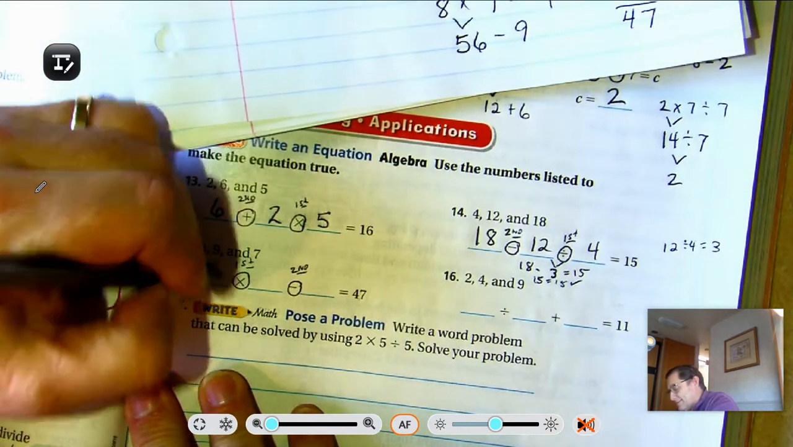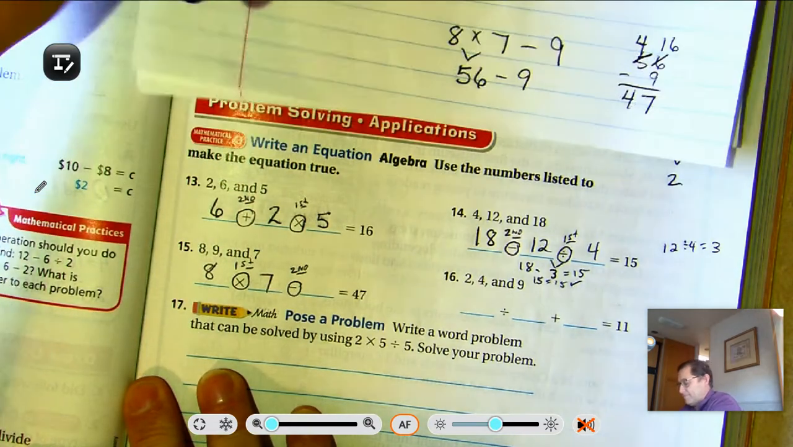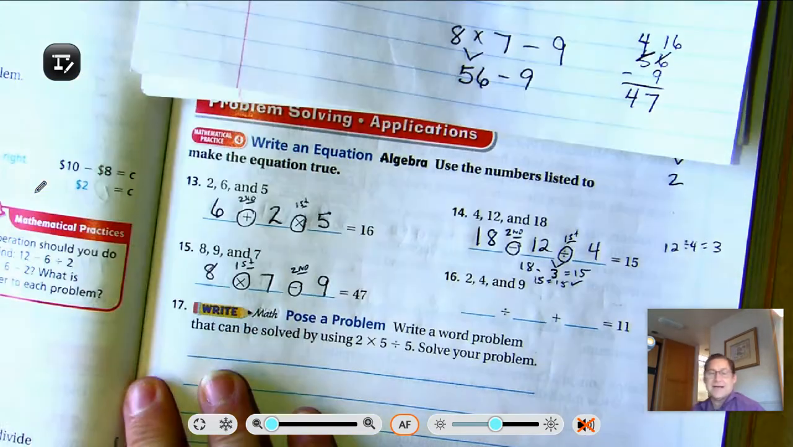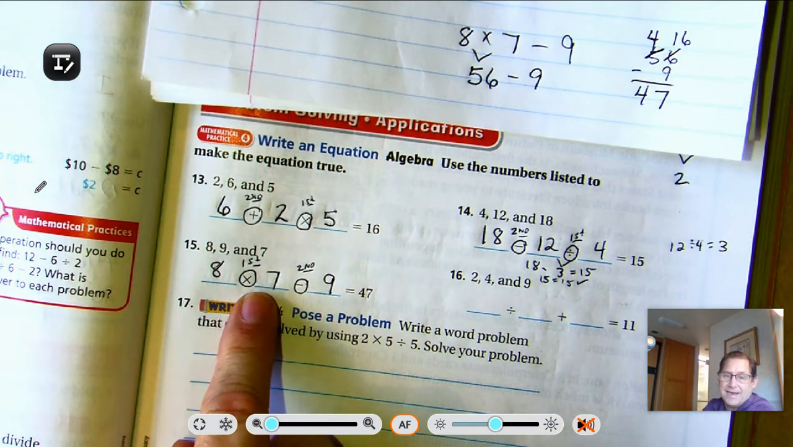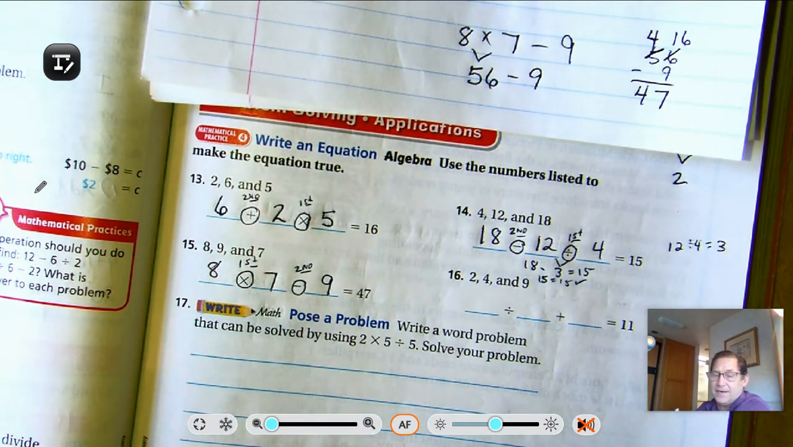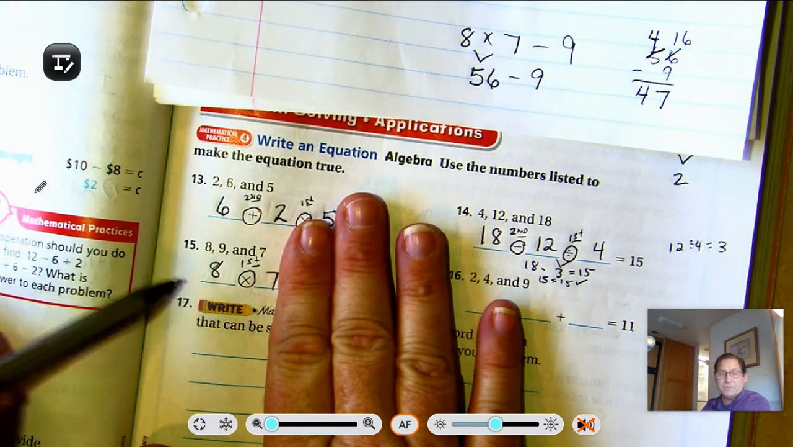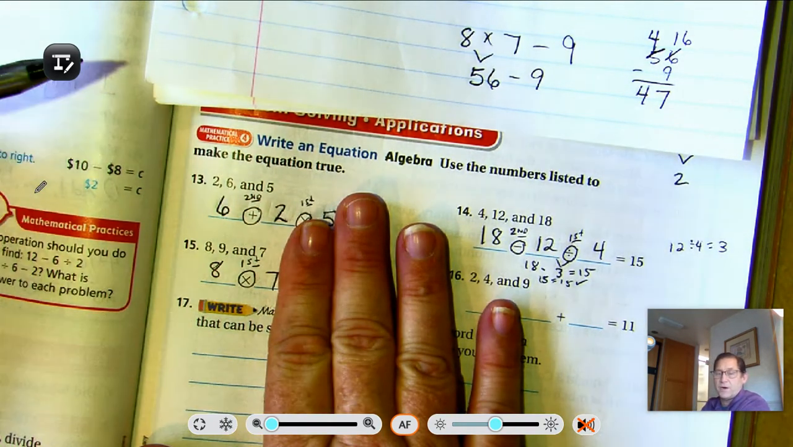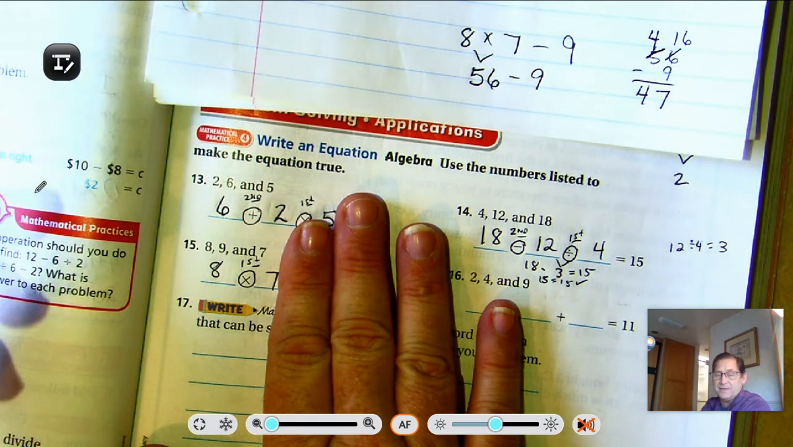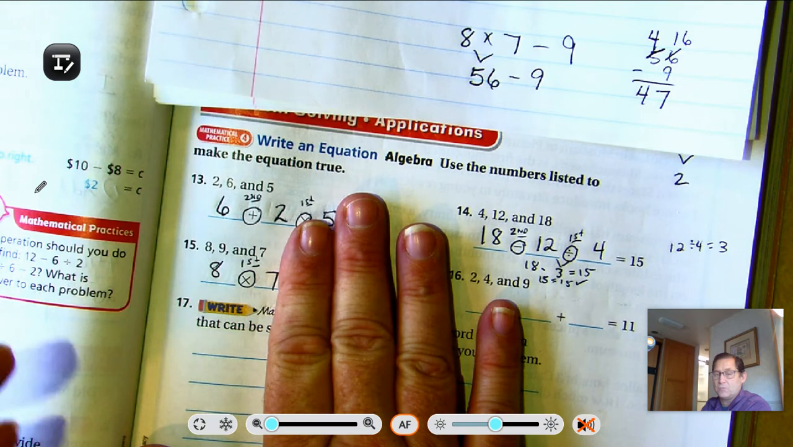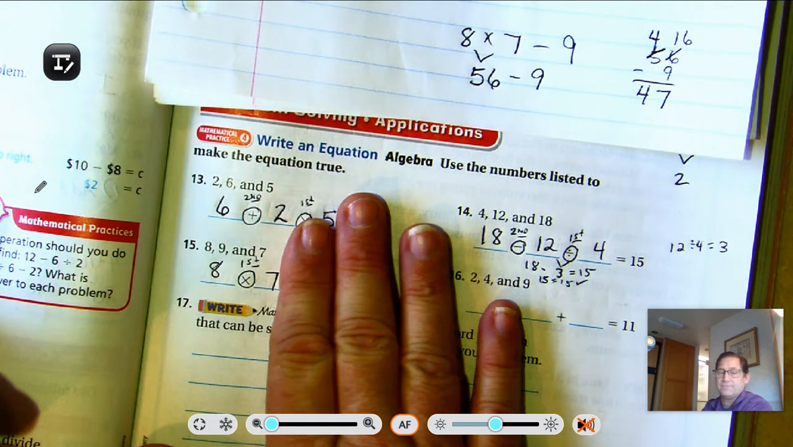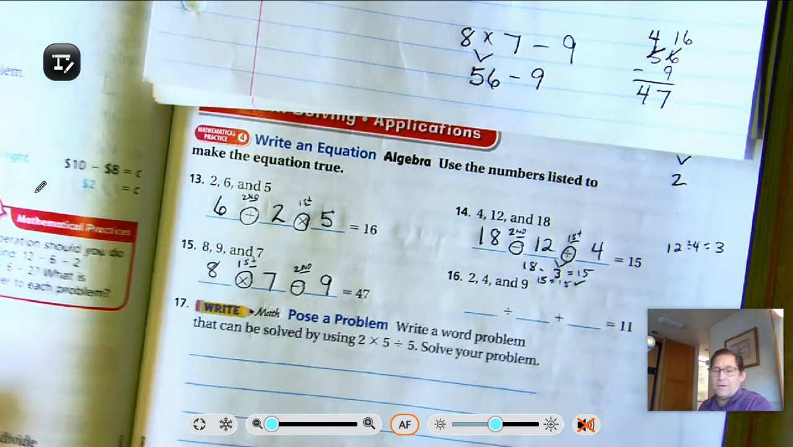8 times 7 minus 9. If you put 7 first and then 8, it's not going to affect your answer. Because no matter what, we have to multiply those two numbers together. And the commutative property of multiplication tells us that the order in which the factors are written or multiplied doesn't affect the product. Okay. All right, and our last one.